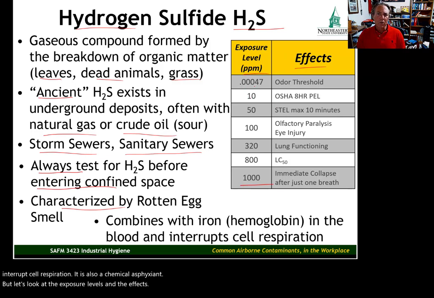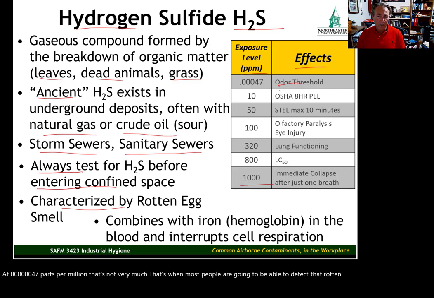At 0.000000047 parts per million, that's not very much, that's when most people are going to be able to detect that rotten egg odor. Doesn't take much. You can detect that rotten egg odor.